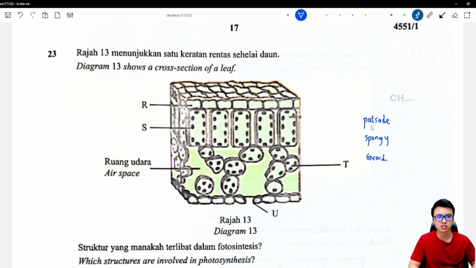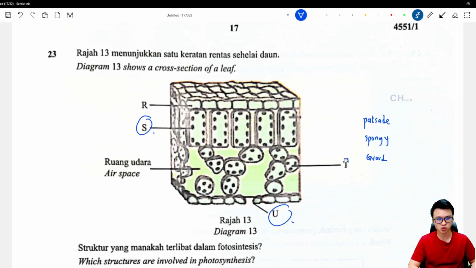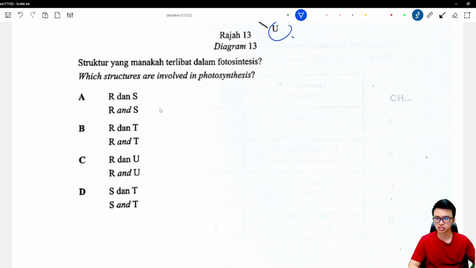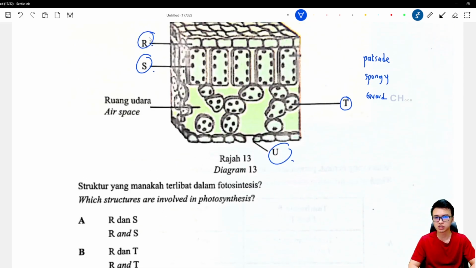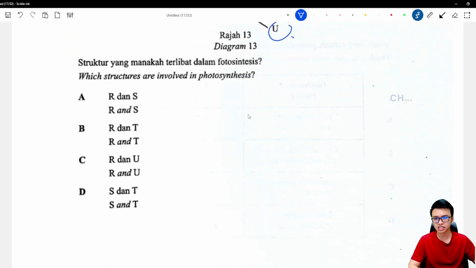So these three cells can do photosynthesis: S, U, and also T. Okay, so T is also the spongy mesophyll cell. So S, U, T will be the answer. Here they only give you two options. They give you R here. R is definitely wrong because R is transparent and cannot absorb the sunlight. It allows the sunlight to pass through to the palisade mesophyll cell so that the palisade mesophyll cell can do the photosynthesis. So if you see R here, just remove it. So the final answer should be S and T.